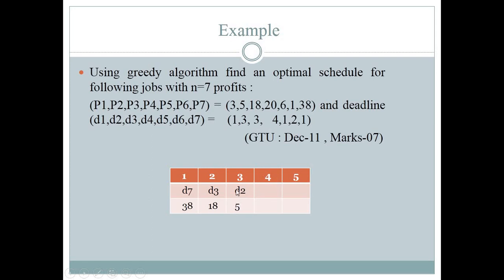Okay, so after completing job number D2, at deadline 4 we have only one job and its profit is 20, so D4 will give us a profit of 20. At 5 no job is available with deadline number 5, so this is the end of our solution. So our solution says our selected jobs will be D7, D3, D2 and D4, and the maximum profit will be 38 plus 18 plus 5 plus 20, which is 81. So this is the solution for the job scheduling problem with the greedy method.